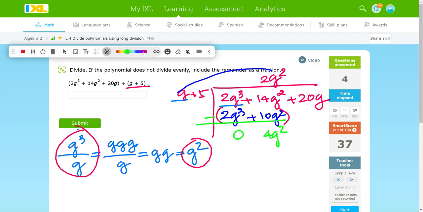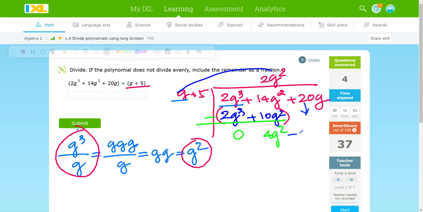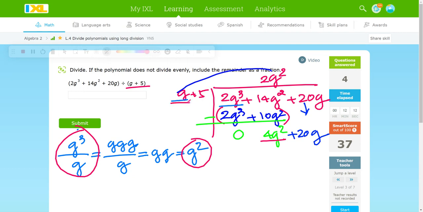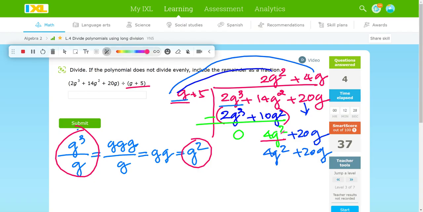Your next step, I would move down the 20g. Move down right here, 20g. And then we repeat the same process. So I would take 4g squared divided by g. So that should be 4g. Now multiply them back. 4g times g is 4g squared. 4g times 5 is 20g. So you can see when you subtract, it should come out as 0.